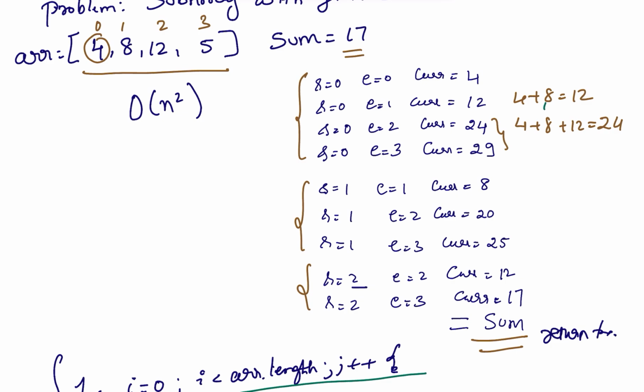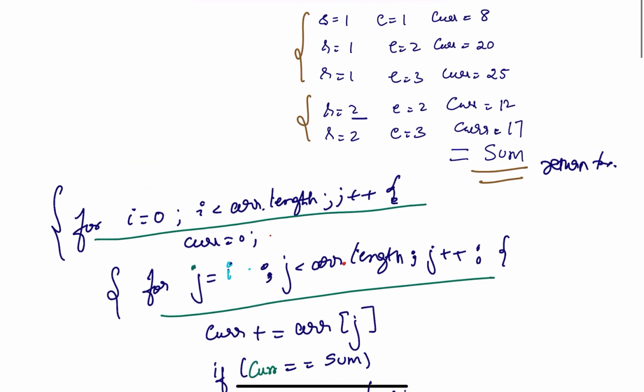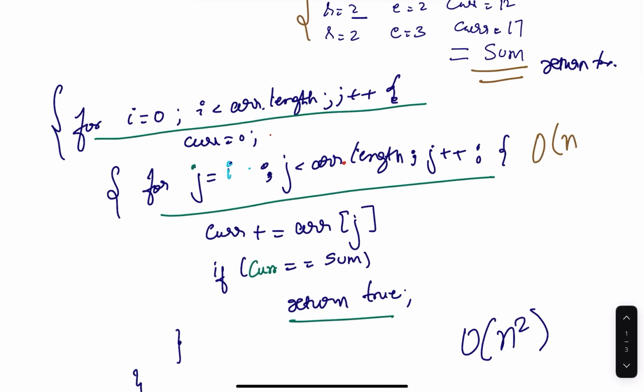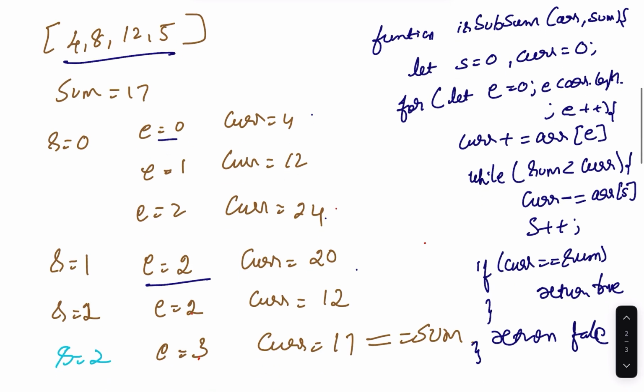So how can we optimize this problem? Right now, if you can see, there are two loops, so the time complexity of this problem is big O of n square. And auxiliary space, we are not using any extra space to store anything, so it's constant space, so big O of 1. So how are we going to optimize the problem?